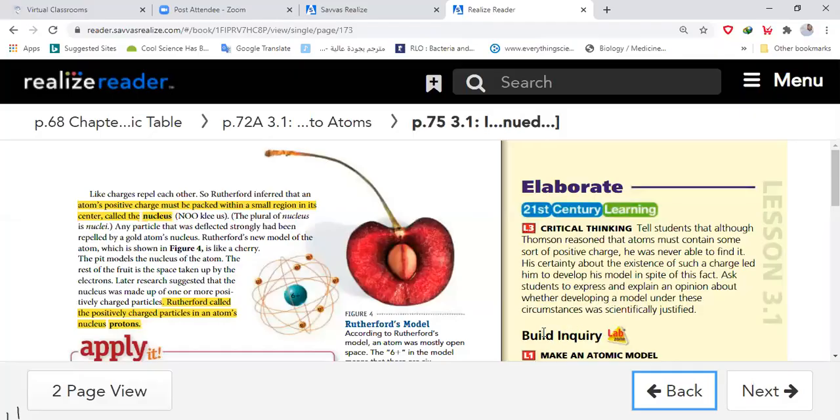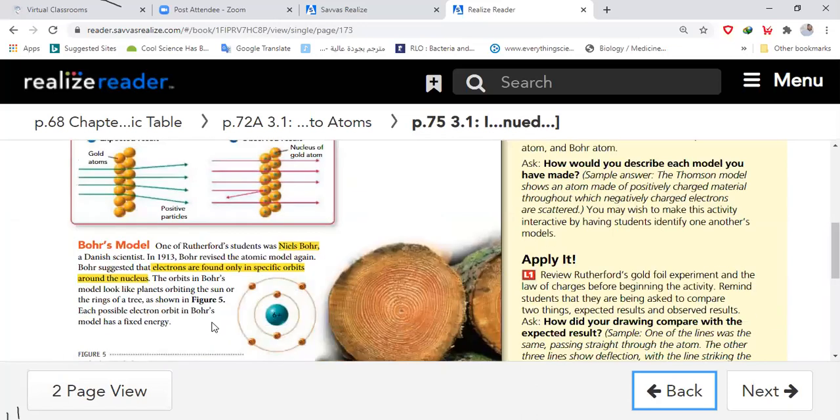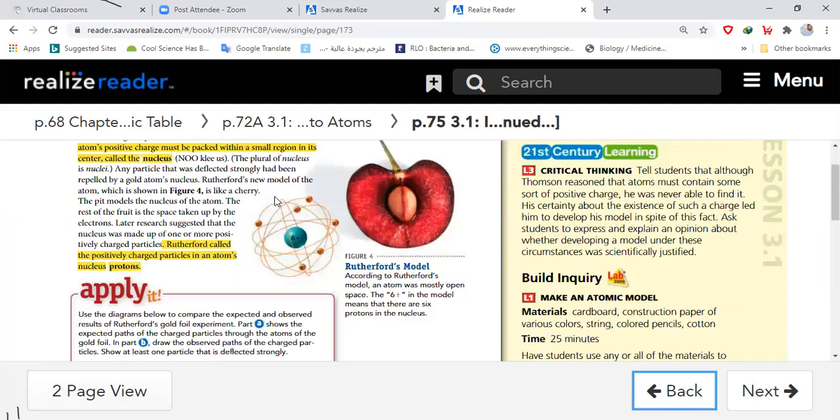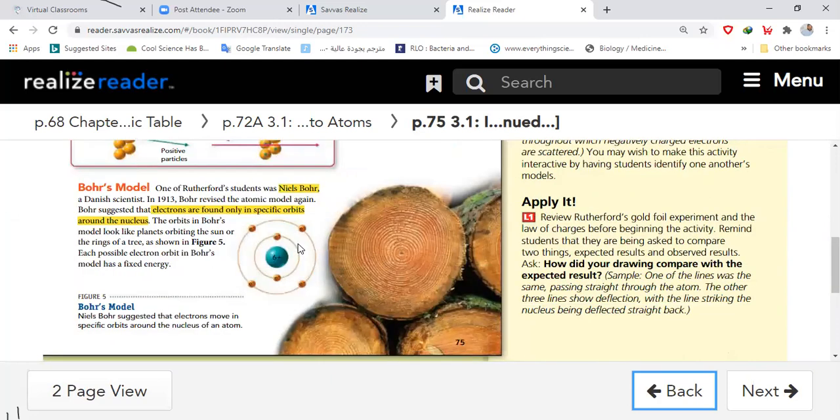So we stopped at this part when Rutherford discovered the protons, and he said that the protons are found in the nucleus. Now, to the Bohr model. Rutherford said that the electrons are spinning all around the nucleus, like this. But Bohr arranged the electrons. He said that the electrons will not move randomly around the nucleus. He said that the electrons are found only in specific orbits, like the sun in the middle, and the planets are spinning around the sun in specific orbits. Some planets are close to the sun, others are far from the sun. Also, the electrons are found only in specific orbits.